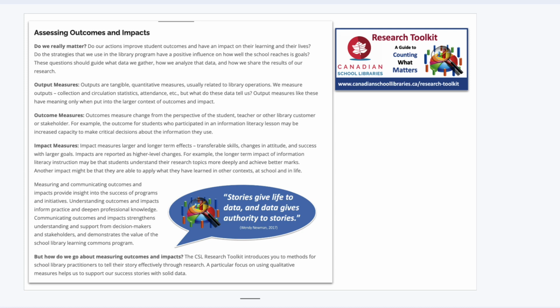And what this particular part of the Canadian School Librarians Association document suggests is what types of outcomes and impacts we're looking for. So as you write the action plan, you're going to have metrics. And as I'll mention later, you can just check this off and show us that it's done. But really what we want are measures that measure change. In fact, outcome measures is what they suggest here. They measure change from the perspective of the student, the teacher, or the other library customer, or the stakeholder. For instance, they say the outcome for students who participate in an information literacy lesson might be increased capacity to make decisions about the information they use. And how will you measure that? But developing measures like that is important because it tells the story of change.